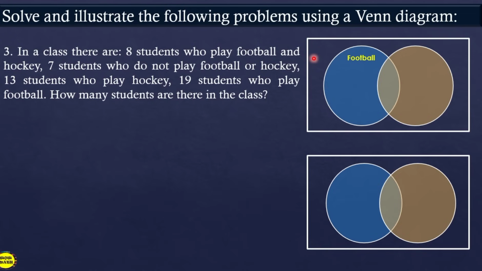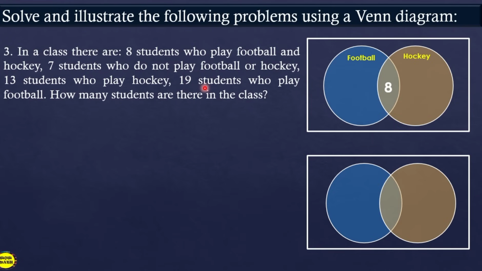So, 8 po yung naglalaro. So, meron tayong football and hockey. Meron po tayong 8 students na nagpe-play ng dalawa. So, yun ang ilalagay natin sa gitna. That is 8. Now, from this 8, sabi, ang nagpe-play ng football, dito muna tayo. Mas madali kasi pag-uunahin natin.